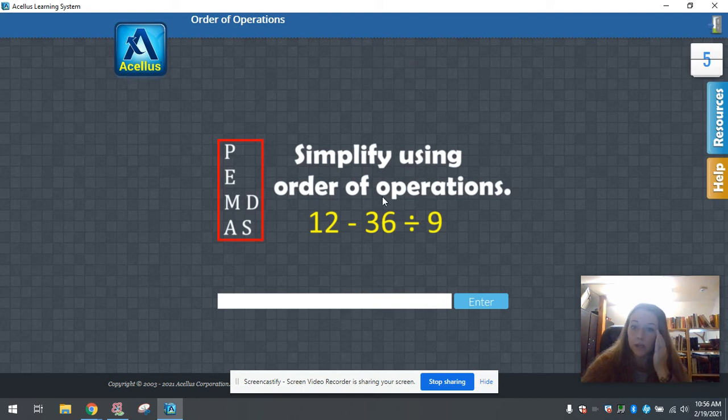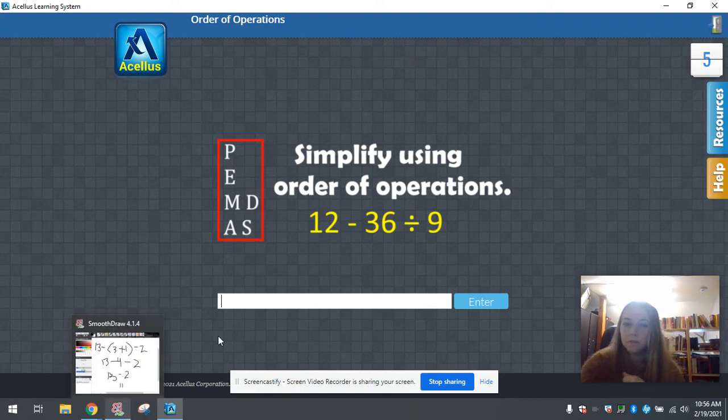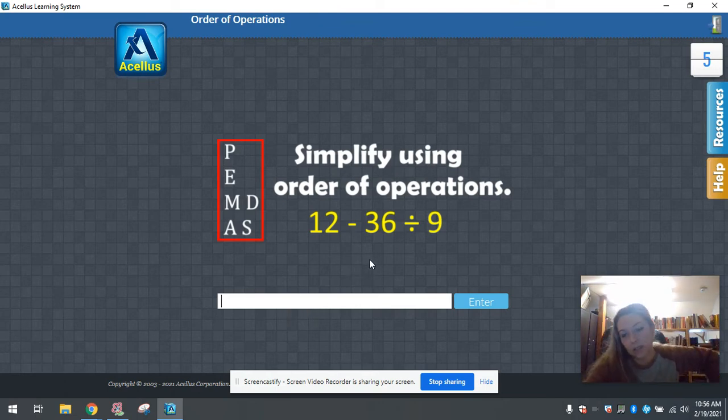All right, simplify using order of operations. Again, I would write down this problem. 12 minus 36 divided by 9. According to the order of operations, I would solve the division portion before I did the subtraction. So I do 36 divided by 9. I would get 4. I do 12 minus 4. I would get 8.